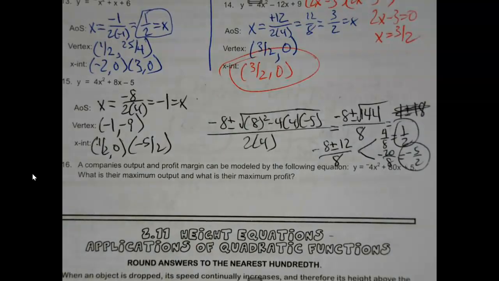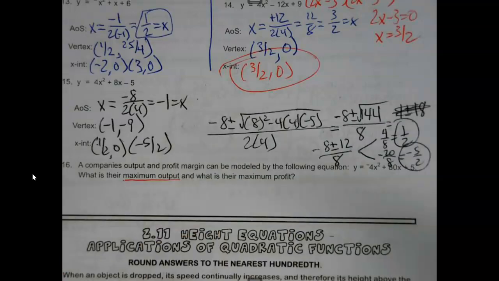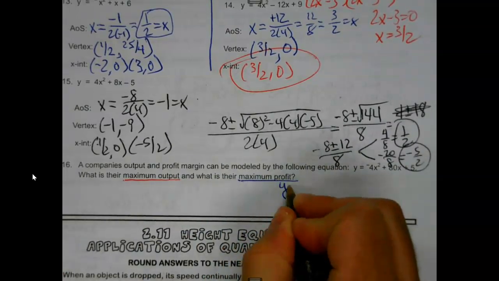Okay. Last thing, I'm introing into tomorrow with 16. Getting you thinking about it. Yeah, tomorrow is nothing but word problems. Companies' output and profit margin, we're thinking about money, people. That can't be a bad thing. Can be modeled by this equation. Okay, we'll give you the equation. What is the maximum output and what is the maximum profit?